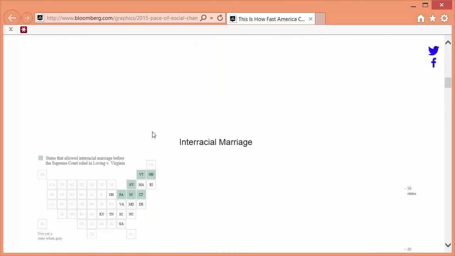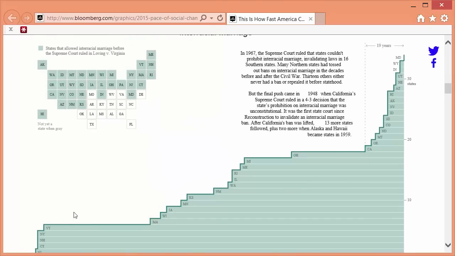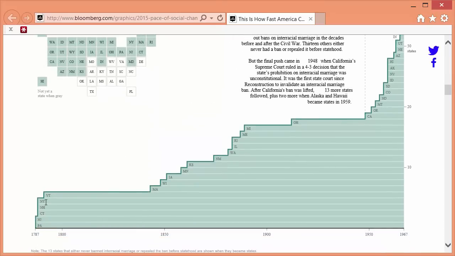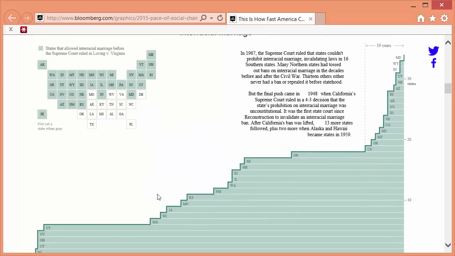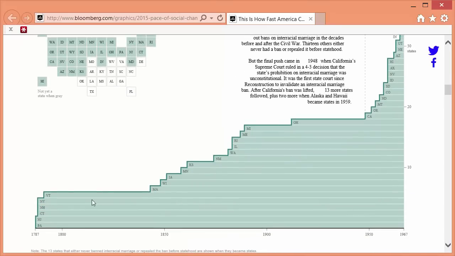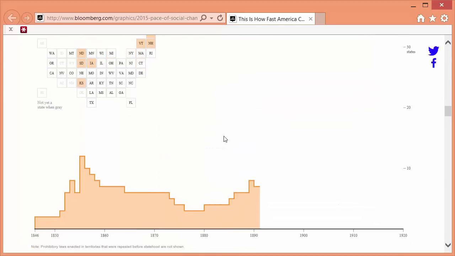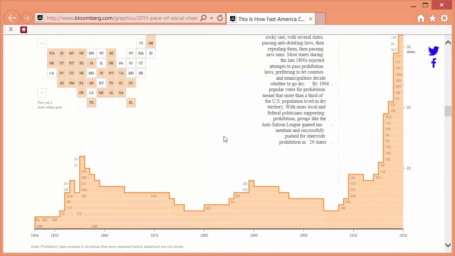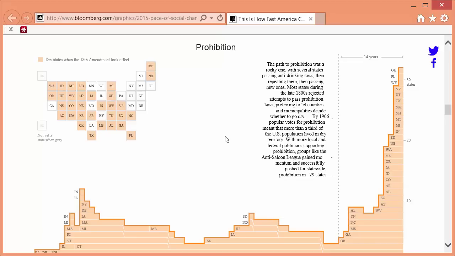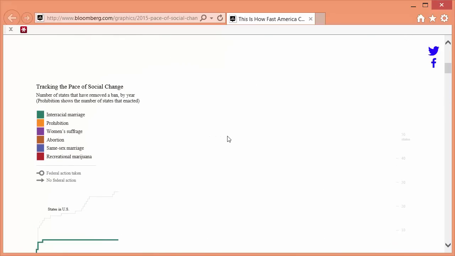And if you go down, this kind of shows with respect to each issue how that issue became more like an acceptable thing in a number of states, and how it has changed over a period of time. So this is the kind of interactive charts, animated charts they have created to tell the story of change. I think this one is really interesting.